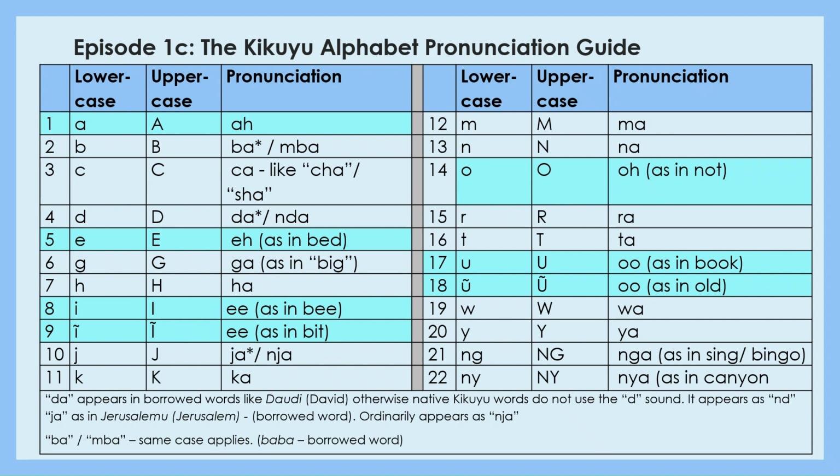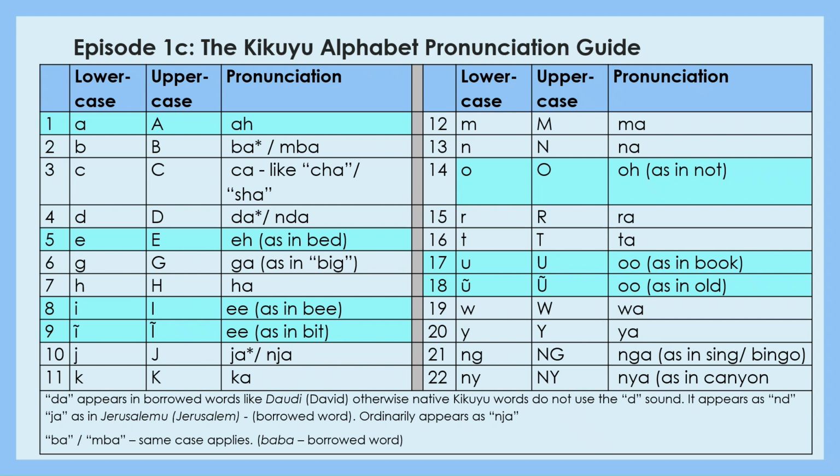And the next vowel is O, as in not. It is short, rounded O, not the long, drawn out O as in English. It is O, as in not. The next letter is U, as in book. A round, full sound, U, as in book.